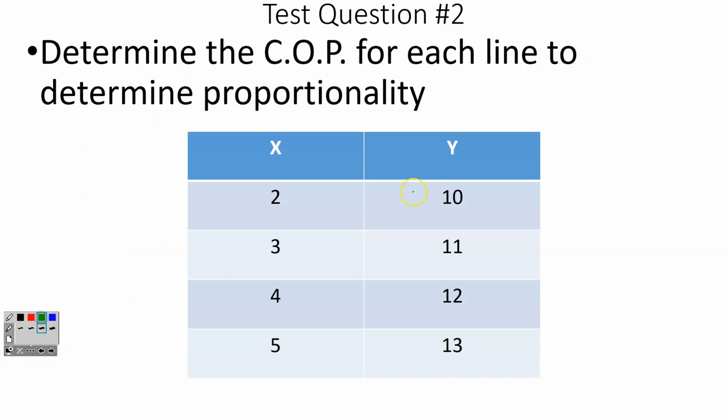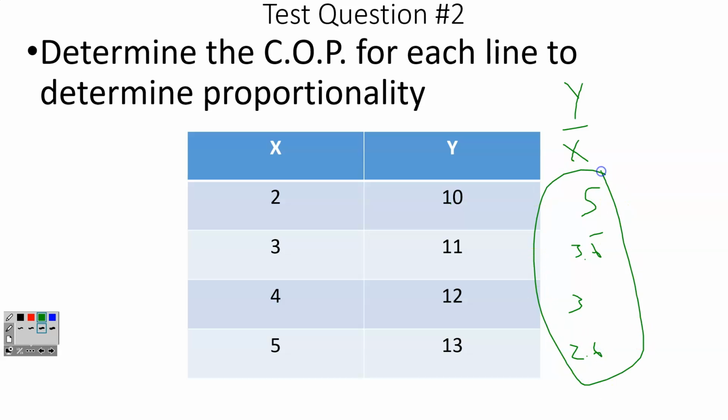Question 2, determine the COP. Okay, let's see. If it is proportional, I'm going to do y divided by x. 10 divided by 2, which is 5. 11 divided by 3, which is 3.6 repeating. 12 divided by 4, which is 3. 13 divided by 5, which would give me 2.6. These numbers are not the same, so there is no COP.